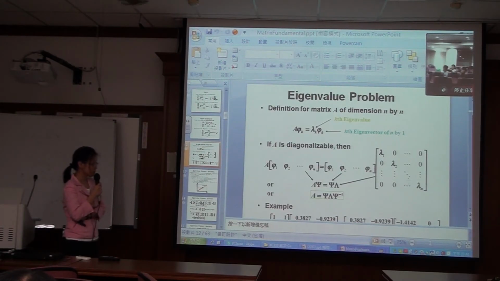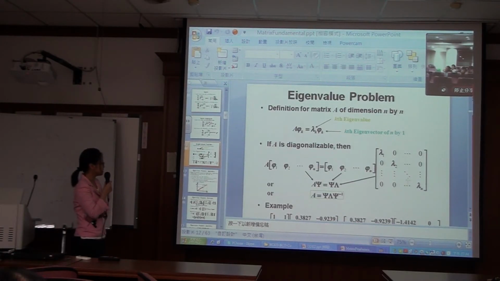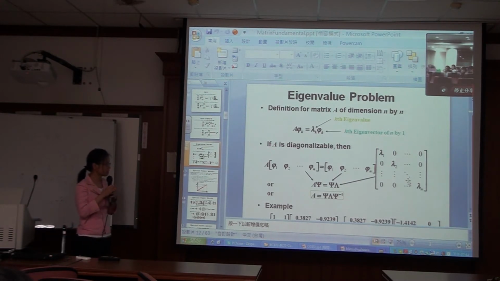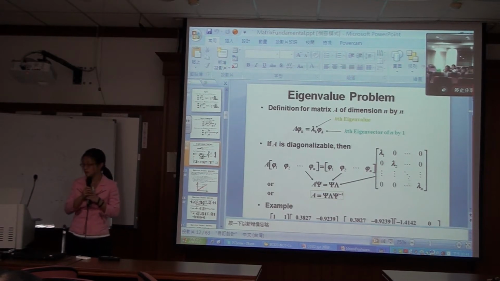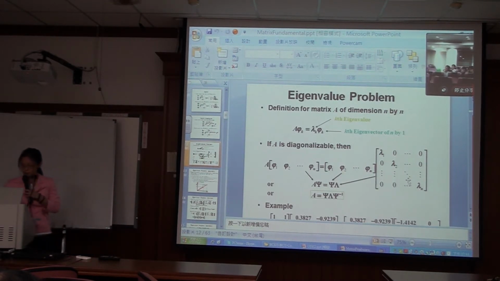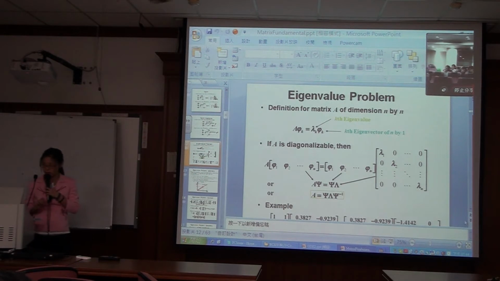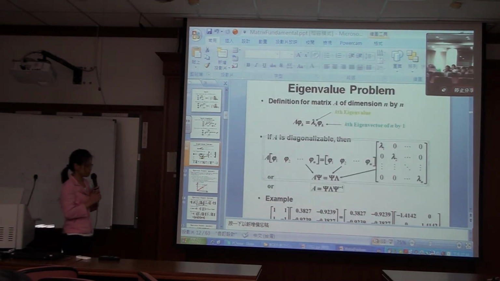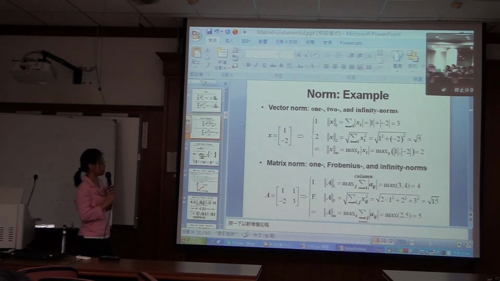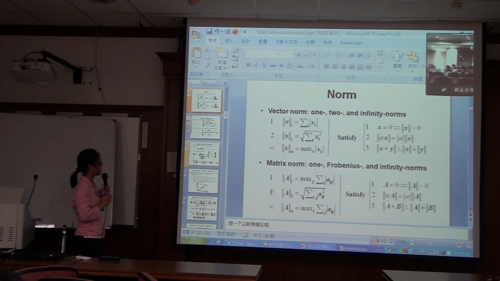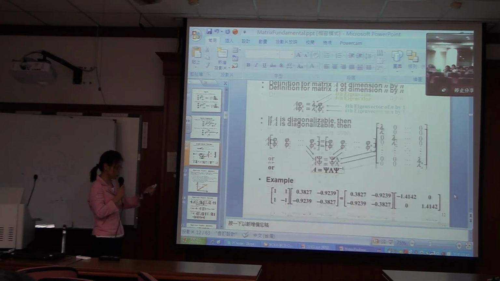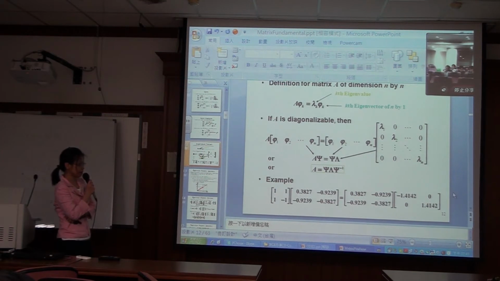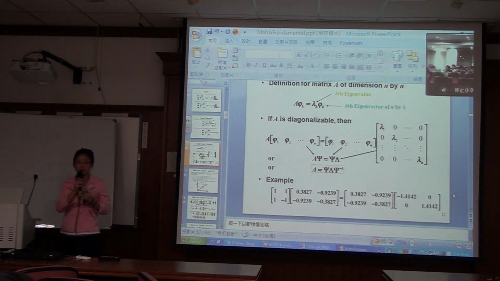好，所以我们等一下还会看一些例子。We'll look at this first example. 下面按掉。The first example is 1, 1, 1, negative 1. What are the eigenvalues of this matrix?